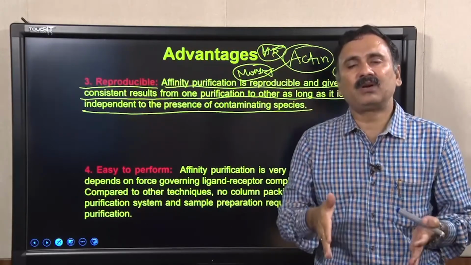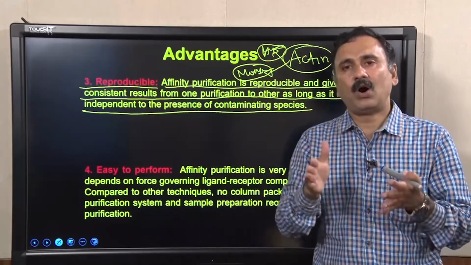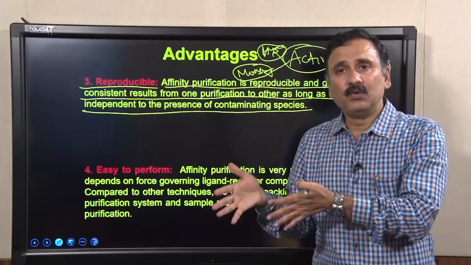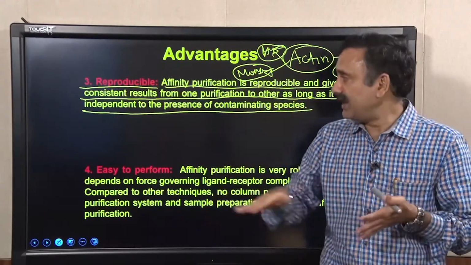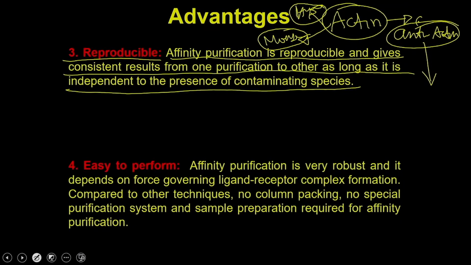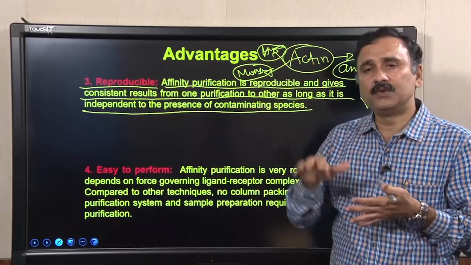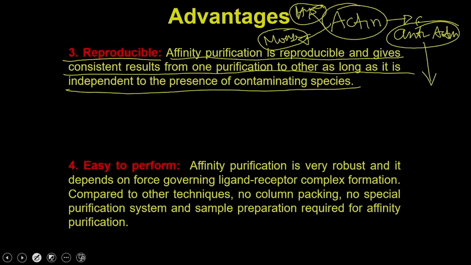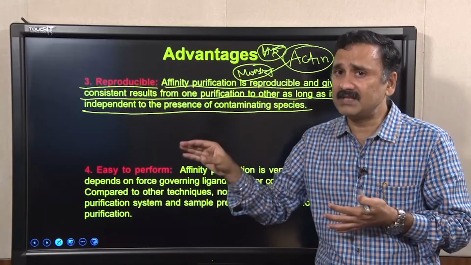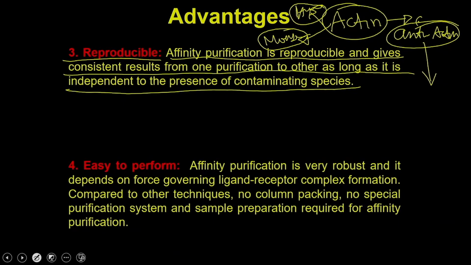So, affinity chromatography does not depend on the other molecules or other proteins which are present in the cell lysate, whereas for all other chromatography techniques, suppose I use ion exchange chromatography, then what will happen? I have to devise a strategy for the purification of actin from the mouse, and I have to devise strategies to purify the actin from the human, because what we have to consider is the contaminating proteins.